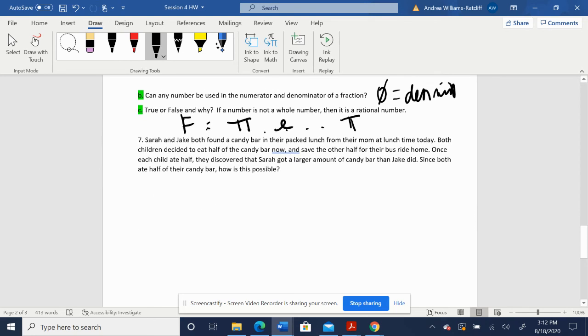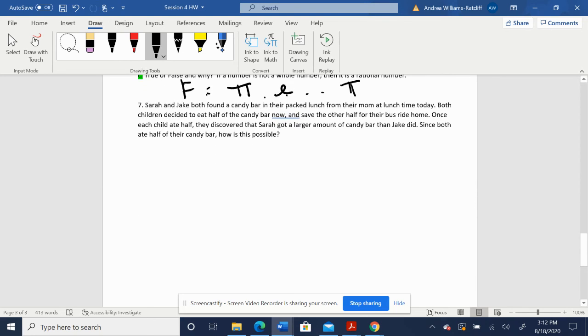So Sarah and Jake both found a candy bar in their packed lunch from their mom at lunchtime today. Both children decided to eat half now and save the other half for the bus ride home. Once each child ate half, they discovered that Sarah got a larger amount of candy bar than Jake did. Since both ate half, how is this possible? This has to be because Sarah's candy has to be larger.